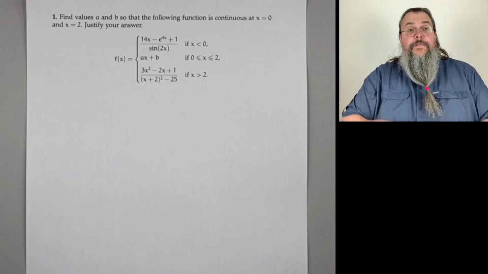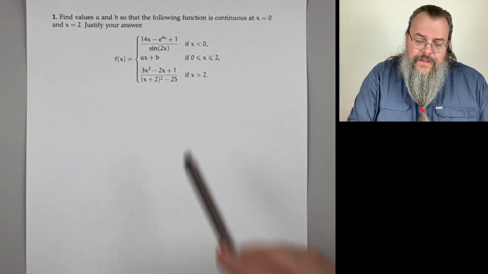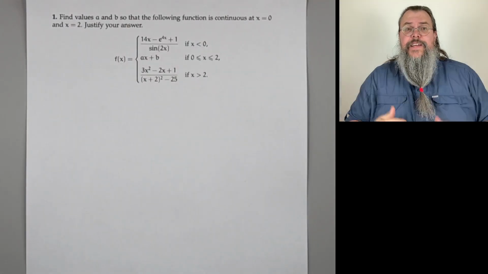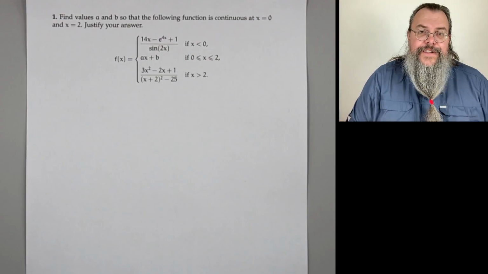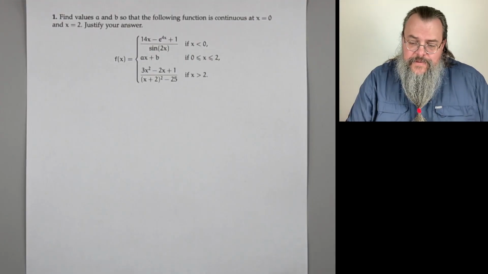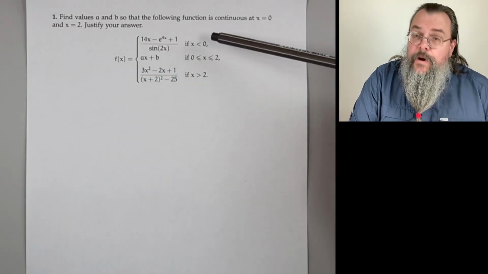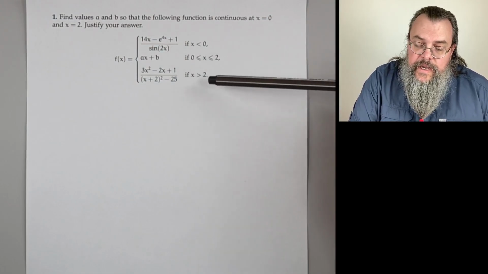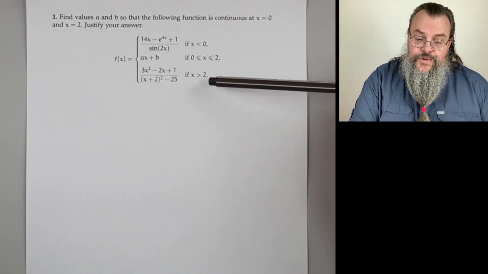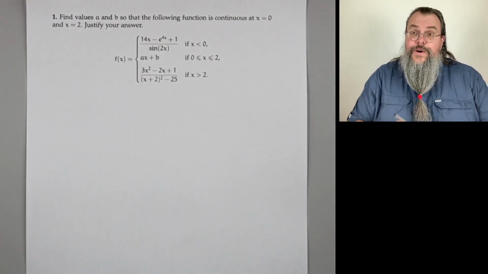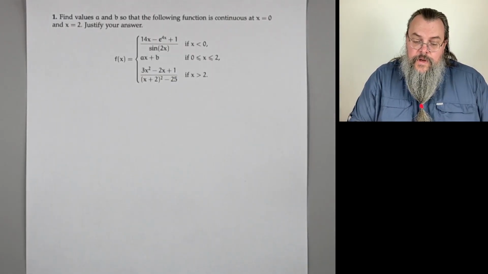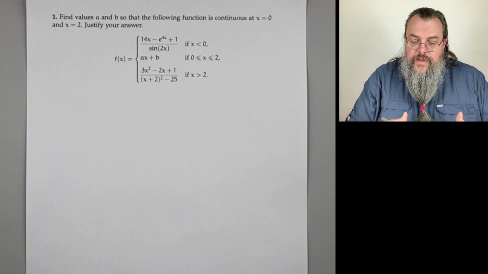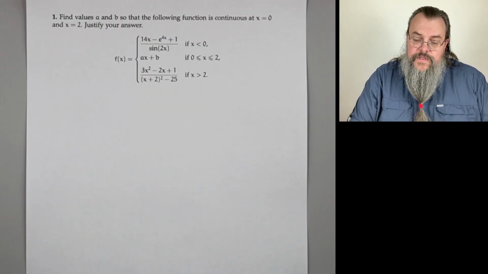Number 1. Find values a and b so that the following function is continuous at x equals 0 and x equals 2. Justify your answer. So this is a piecewise function, meaning it has several pieces. We have one behavior below 0, another behavior between 0 and 2, and yet another behavior above 2. Okay, so what do we do? Well, the answer is we just work it through piece by piece. And, well, let's see what happens.